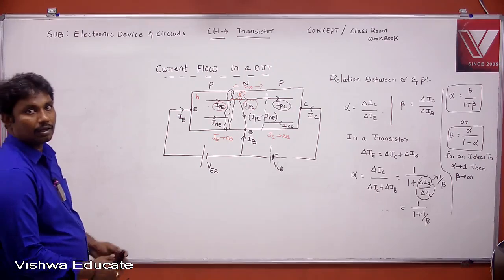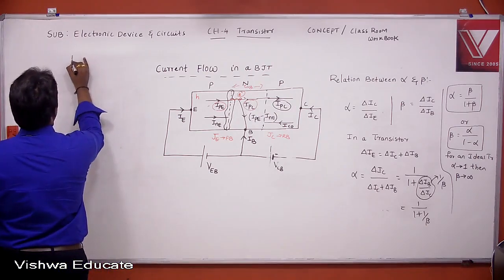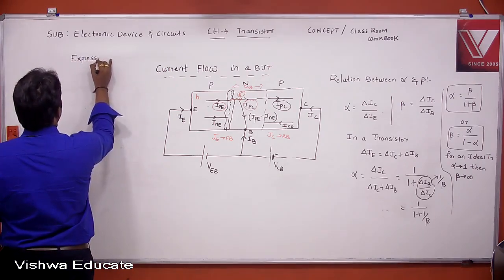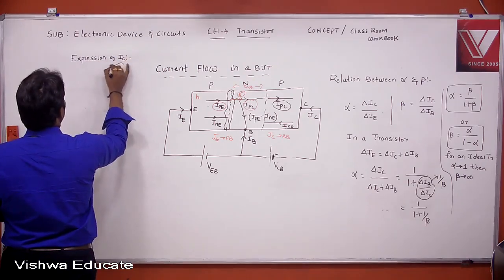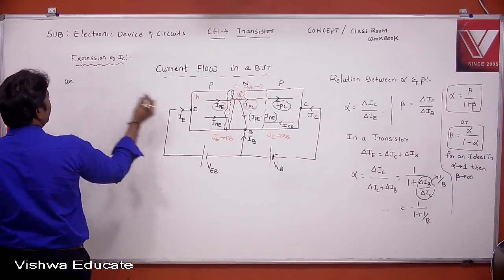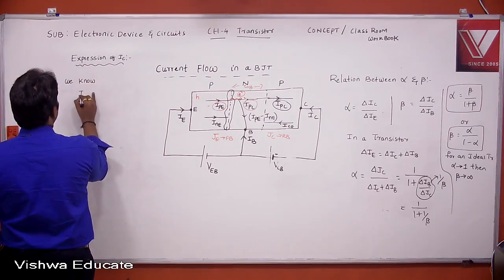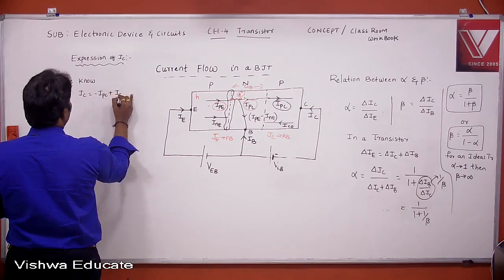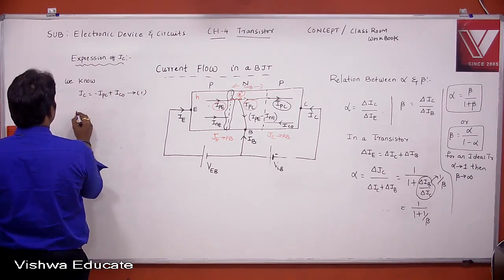Right. Next topic, expression of IC. Tell me, see here in case of a PNP transistor, what is the collector current equation? Collector current IC is nothing but minus IPC plus IC naught, right? So consider this one as equation 1.